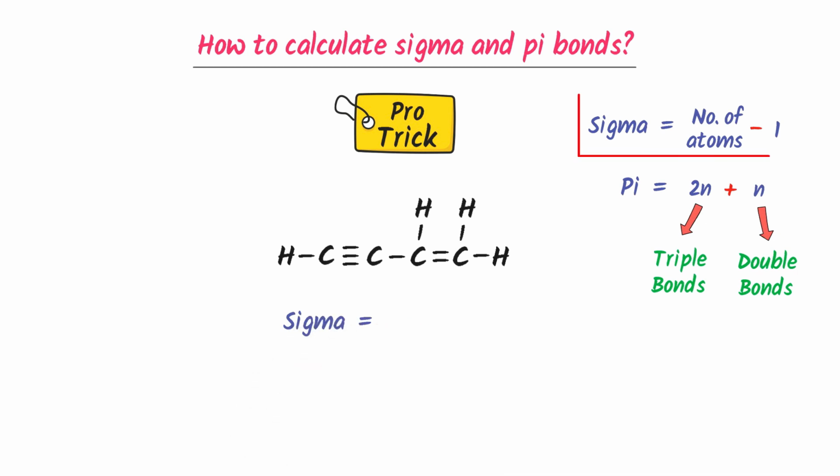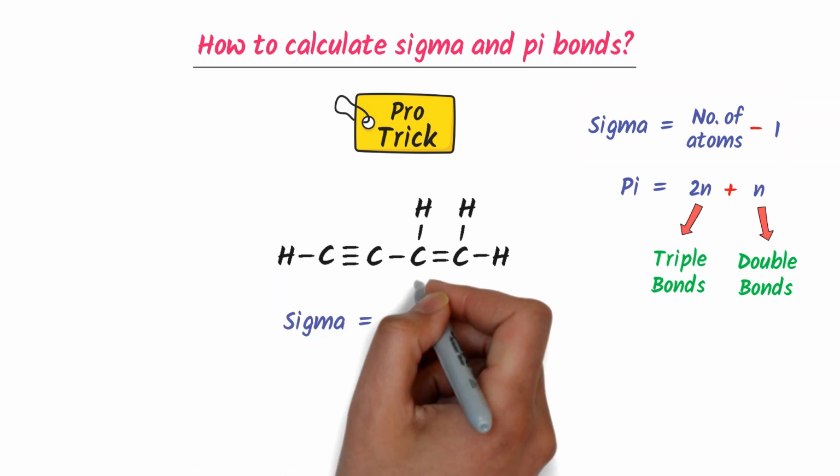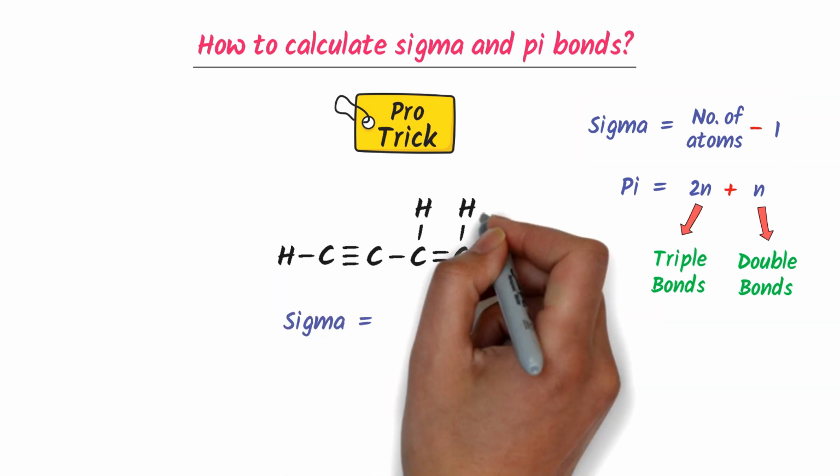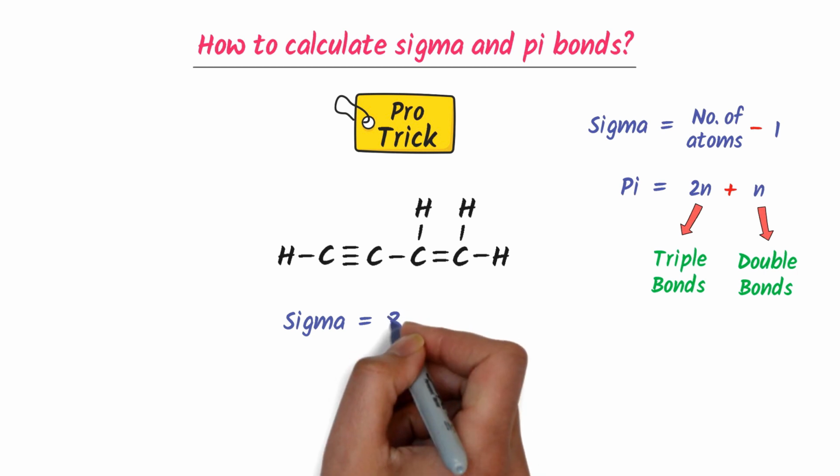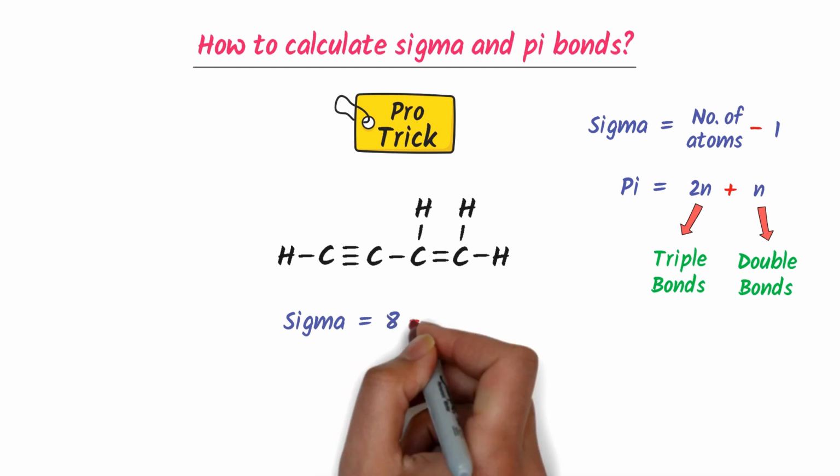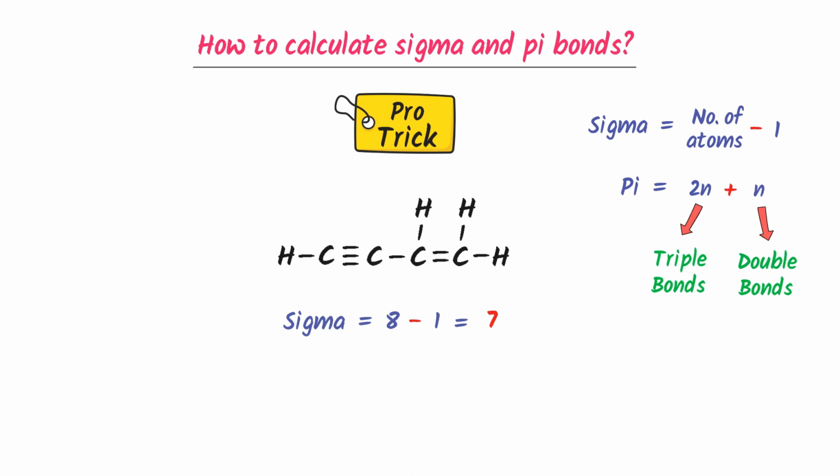Sigma bonds in a molecule is equal to total number of atoms minus 1. Now 1, 2, 3, 4, 5, 6, 7, 8. There are total 8 atoms, hence 8 minus 1 is equal to 7. Thus there are 7 sigma bonds present in this molecule.